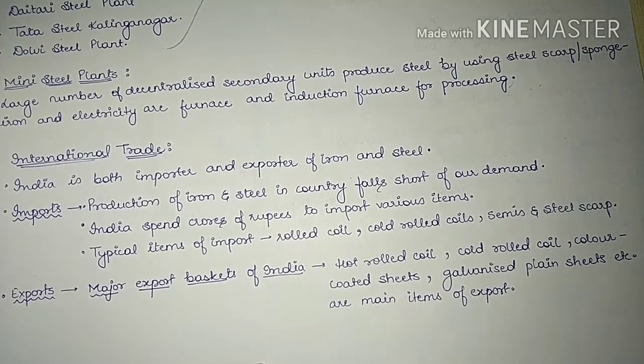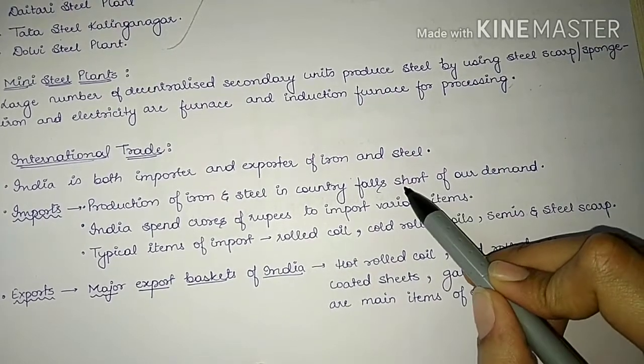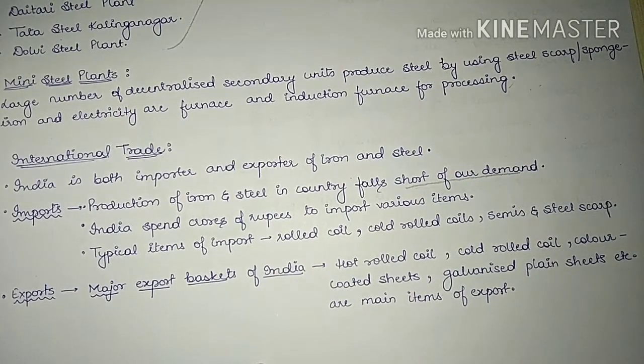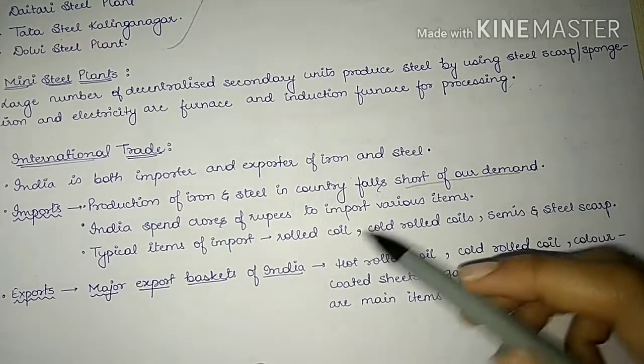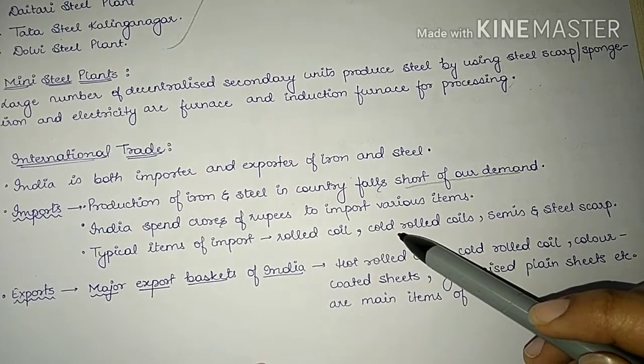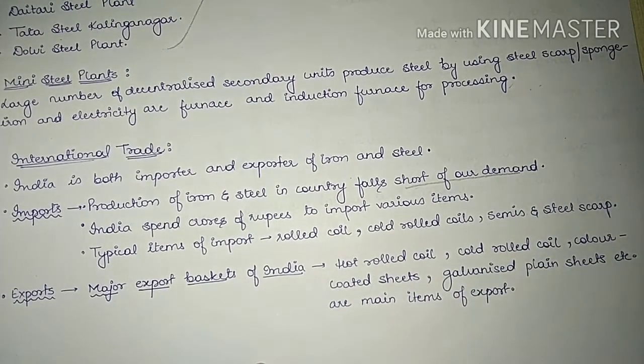So we will see that even when our per capita consumption is so low, we are not able to meet the demand of our own country. Okay, so even on being the fourth largest iron and steel producer, India needs to import iron and steel from other countries. This is because of our machinery, which is obsolete.